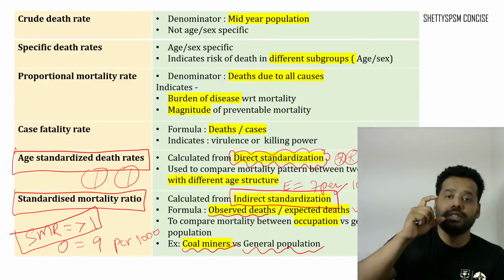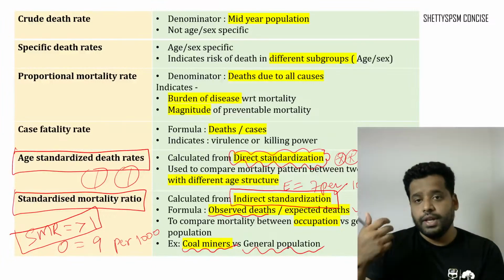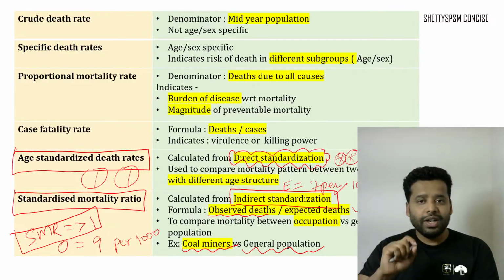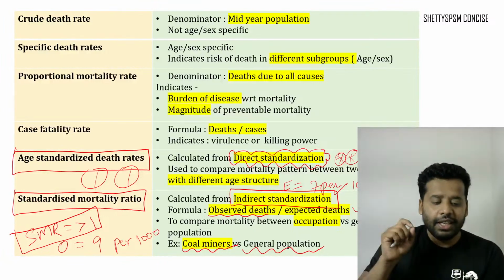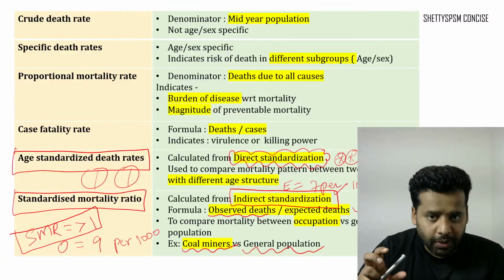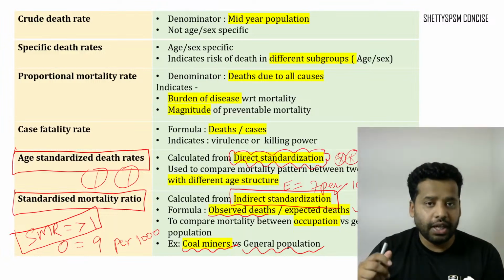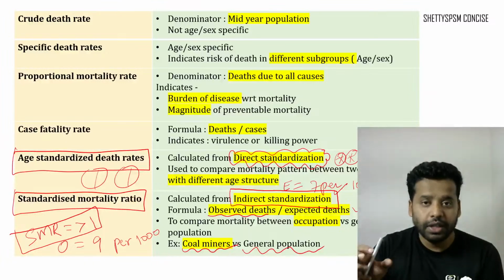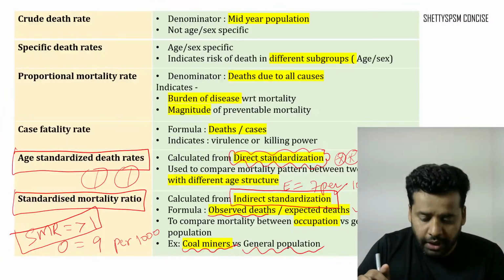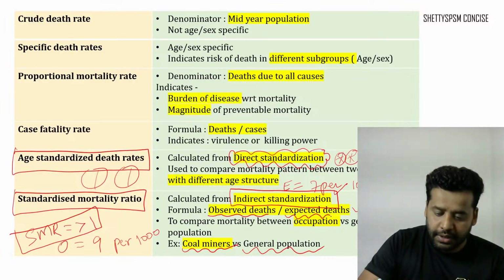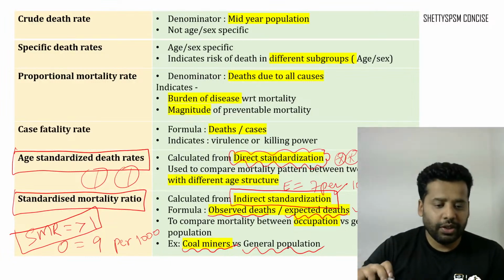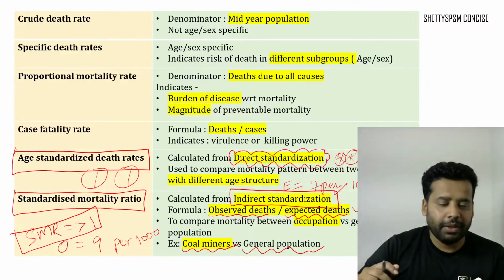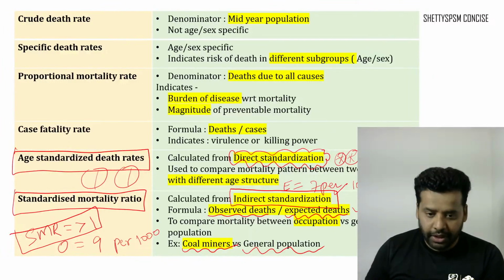Already what do you have? Observed deaths. What do you want? Expected deaths. How do we get it? Indirect standardization. What is indirect standardization? Take the rates of standard population. Each specific death rate of standard population is applied on study population to get expected deaths. When you take the ratio, if it is more than 1, this occupation is having more risk of death. So this slide I'm discussing is very important. Come to the next part.